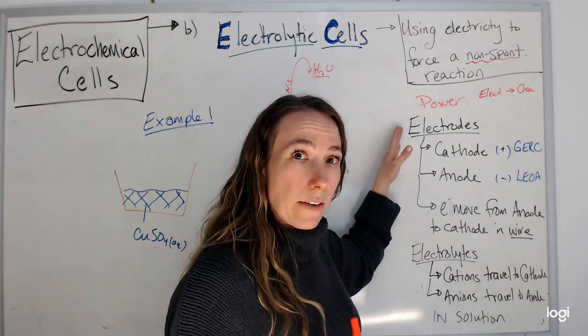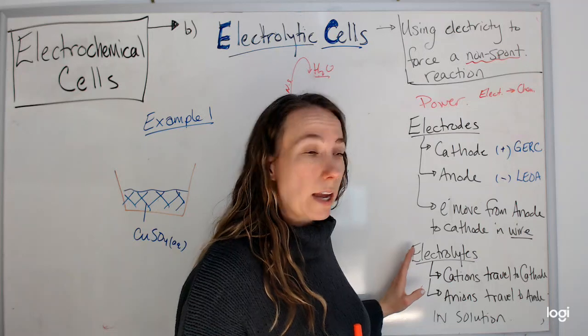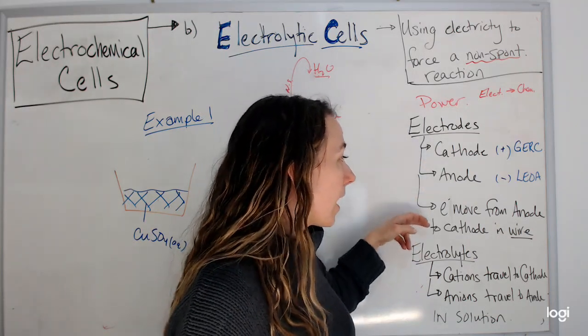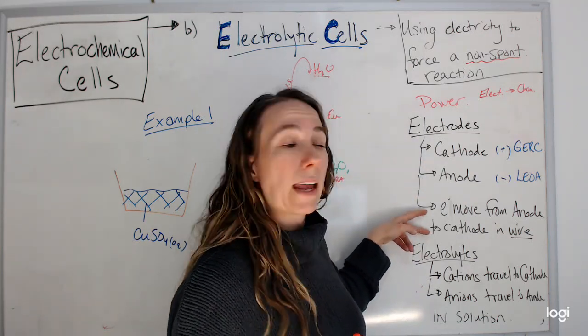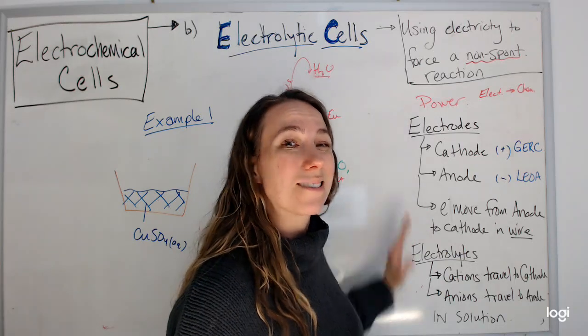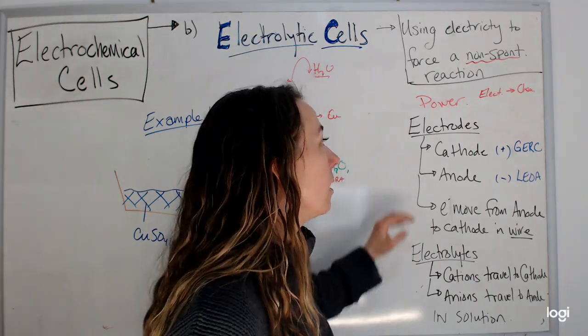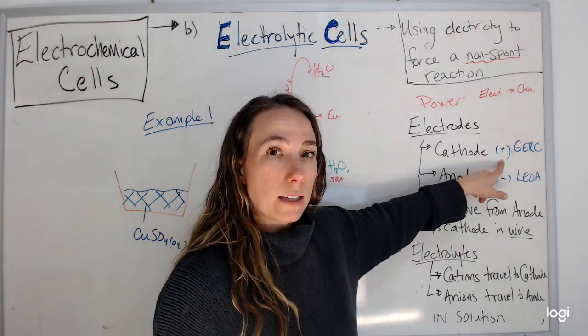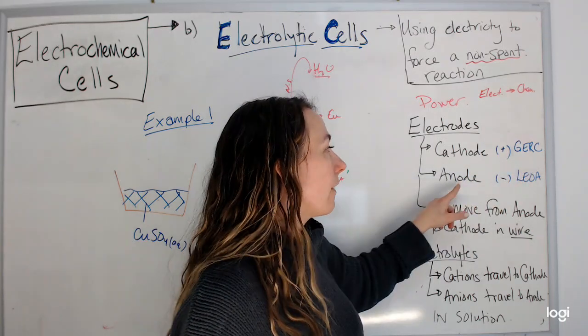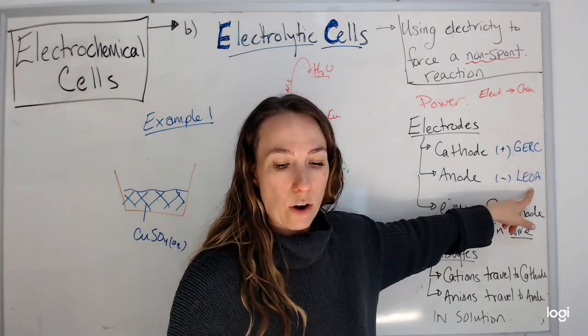Now, we're still going to have electrodes. We're still going to have electrolytes. I still have a cathode and an anode, and my electrons are going to move from the anode to the cathode in the wire. This is the same list as the voltaic cell. The cathode was called a positive, and it was the site of reduction, and the anode is negative, and it was the site of oxidation.